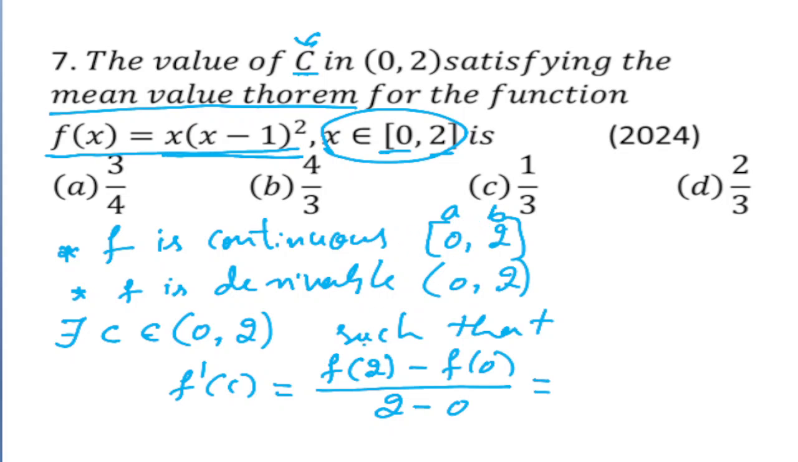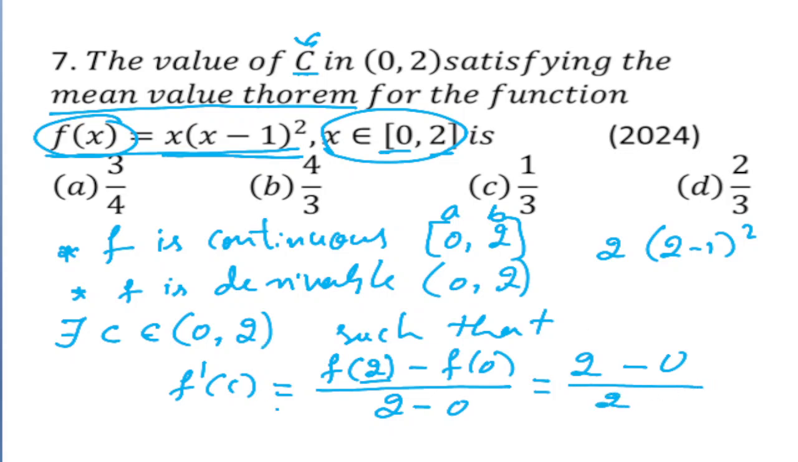Here we need to find f of 2, put 2 in place of x, so it is 2 into (2 minus 1) whole square, that is 1 square into 2 is 2, minus f of 0, put x is 0, 0 into anything is 0, divided by 2, so the value is 1. So we are getting f dash of c is equal to 1.